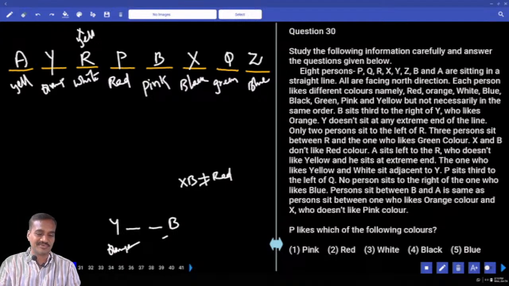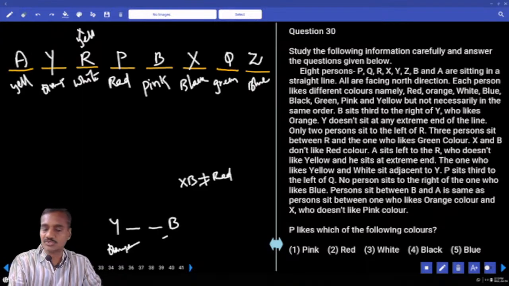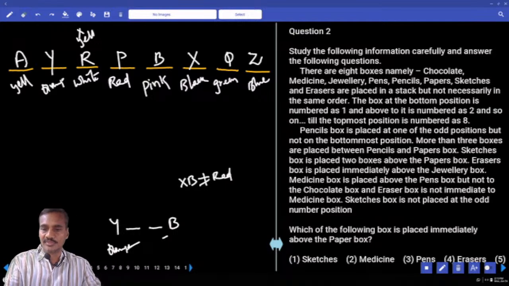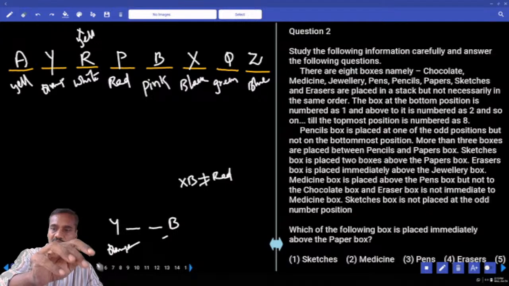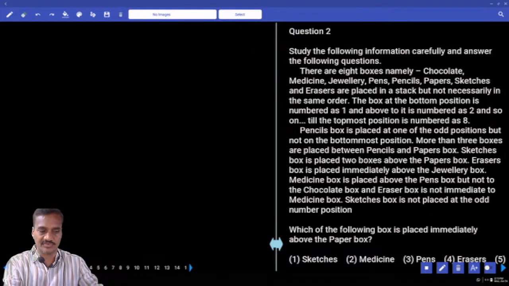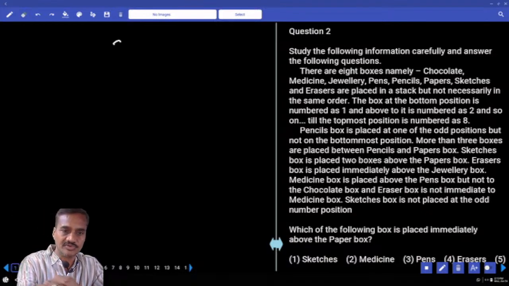Then coming back to questions 2 to 5. Here, there are 8 boxes, and chocolate, medicine and so on were given. Box at position number 1 is at the bottom. The order is also given, so you need to write down the numbering. Give the numbering to these boxes: 8, 7, 6, 5, 4, 3, 2 and 1.